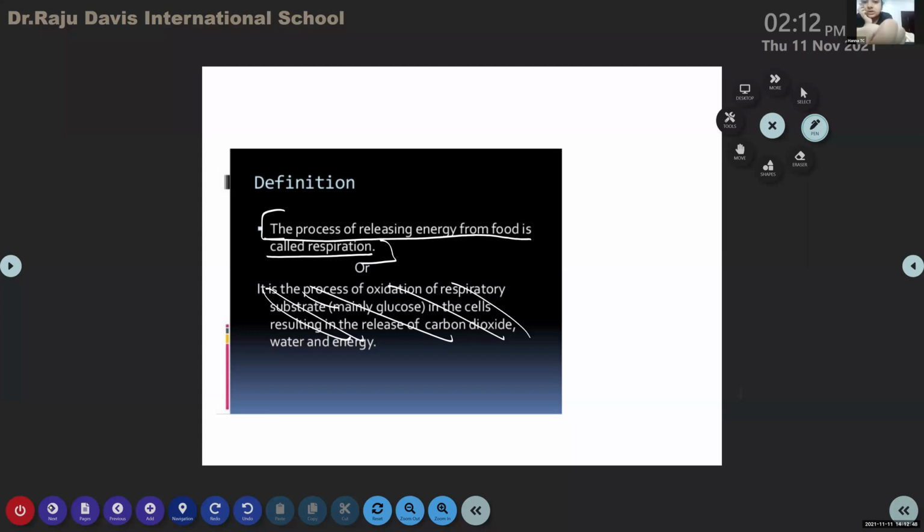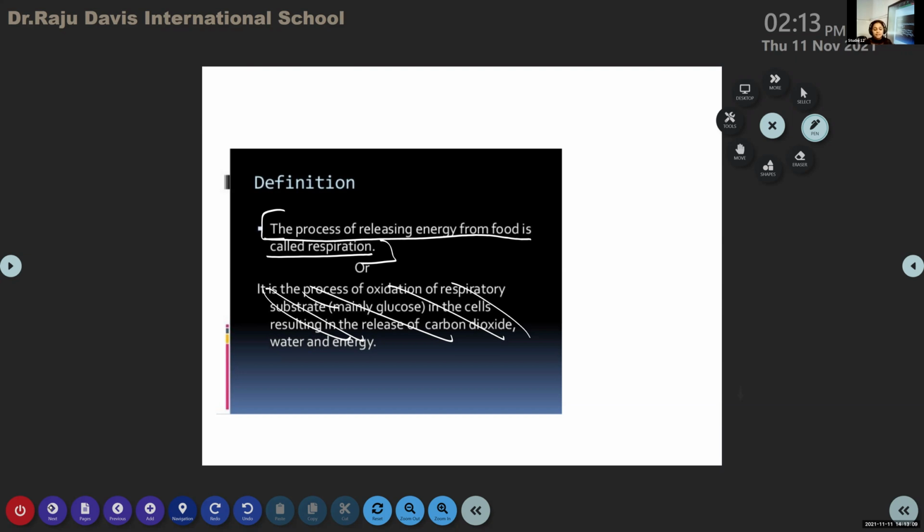I'm finished. Okay. And how is the energy released from the food? By the process of breakdown of the food. So we just take the food through our mouth, into the body. Then how is energy released? By the process of breakdown of the food.